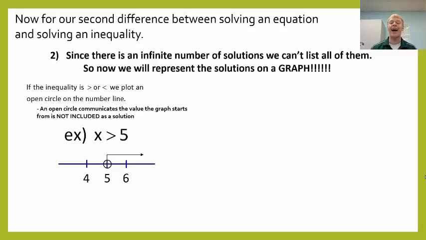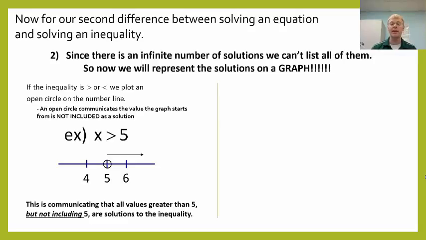And that's what we're going to be asking of you when you're graphing these number lines: the number you're starting at with the circle, one integer to the right, one integer to the left. No decimals on these tick marks. Notice I said integers. Again, this is saying that 5 is not included in the solution, but every number bigger than 5 is a solution here.